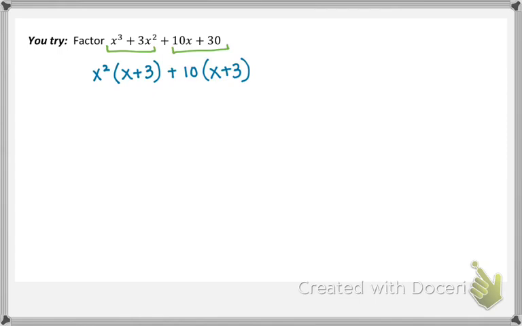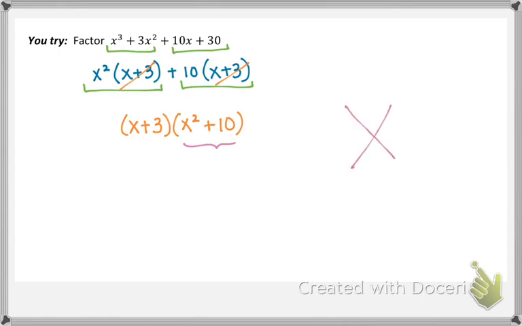Okay, and then from both of these groups, I see that they have a common factor of x plus 3, so I'm going to take that out. And I'm left with x squared plus 10. Okay, now I see that this is a quadratic, so I'm going to see if I can factor it. Let's see if I can find factors that multiply to give me 10 and add to give me, I don't have a b term again, so 0. Do I have any factors that can multiply to give me 10 and add to give me 0?